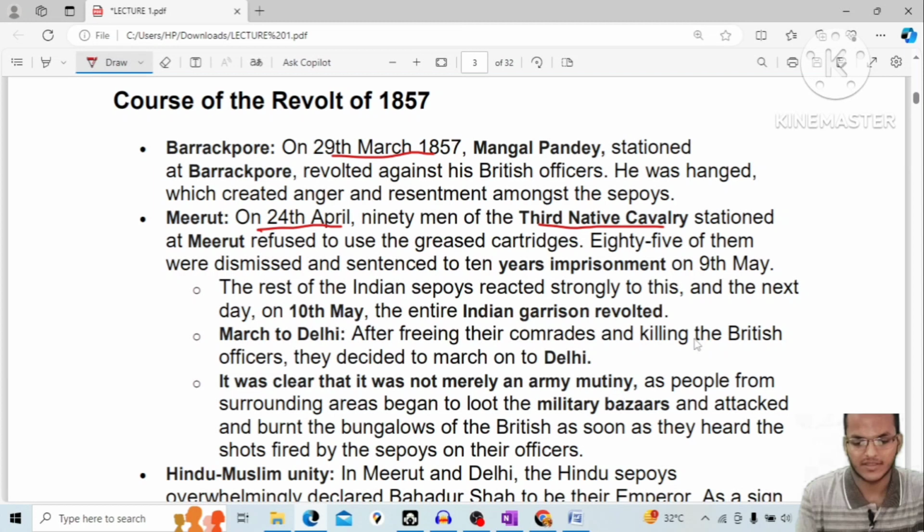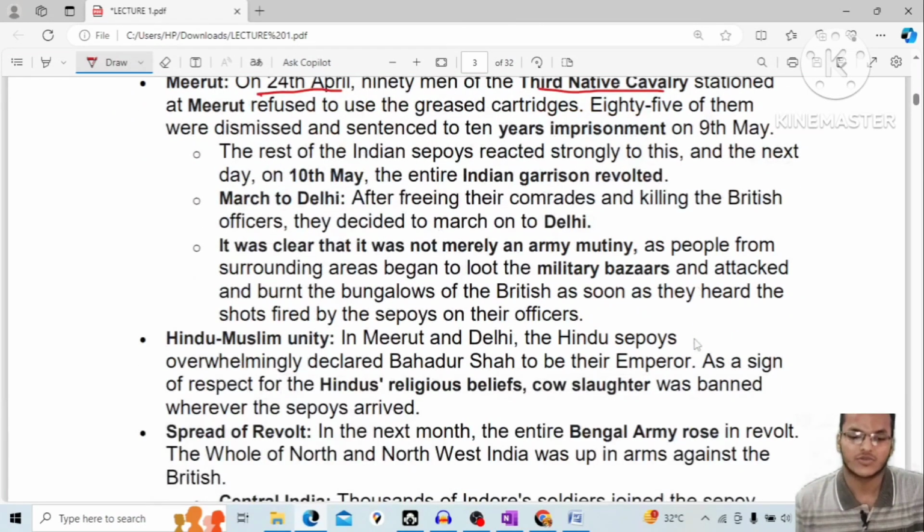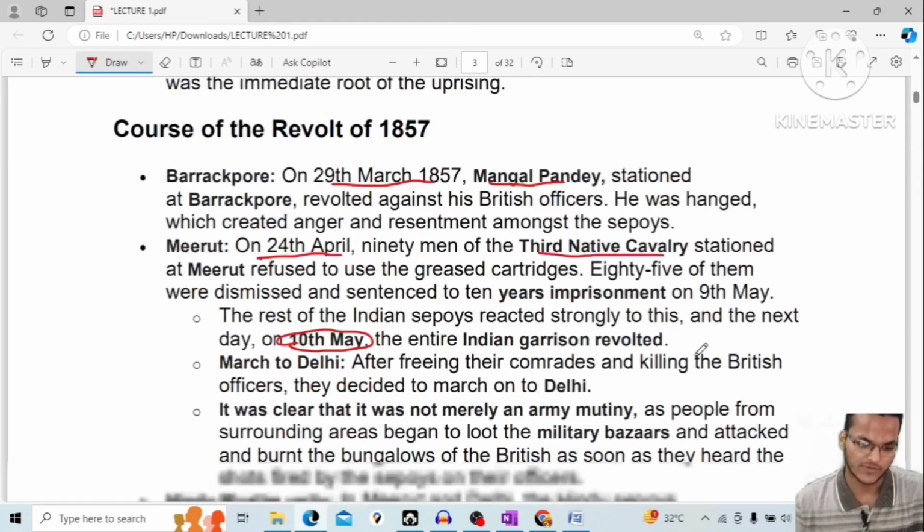The rest of the Indian Sepoy also, Mangal Pandey and the 3rd Native Cavalry soldiers, there were 90 people here, out of them 85 of the soldiers were taken to imprisonment. So the rest of the Indian Sepoy also reacted strongly to this. On 10th May, the entire Indian garrison revolted, and this 10th May is called the starting of the revolt of 1857. And then next, march to Delhi.